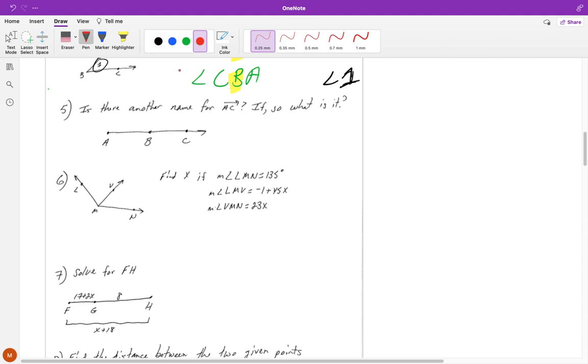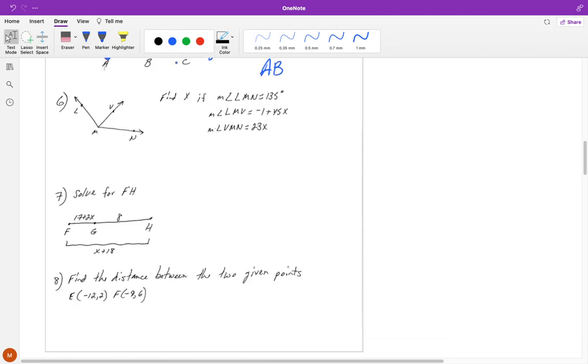So for this next one, another name for ray AC. Well, ray AC starts with A and goes here to infinity. So if we're trying to find another name for ray AC, that means that we need to start with A as well. And now the only other point that's on here is B. So if I say ray AB, if I'm drawing this in now blue, well, I'm going through B to infinity, so you see it's incorporated, including that point C after it as well. So another name for this is ray AB.